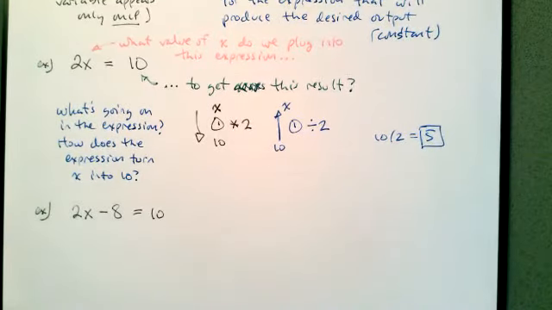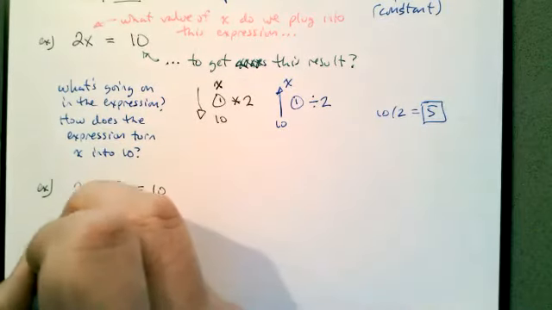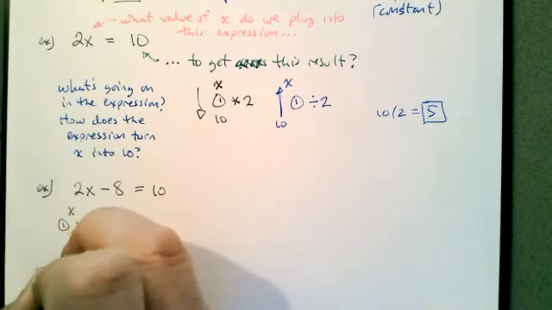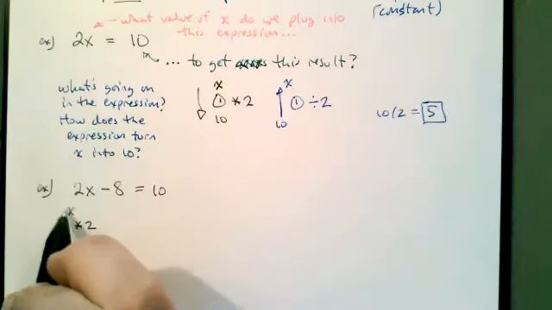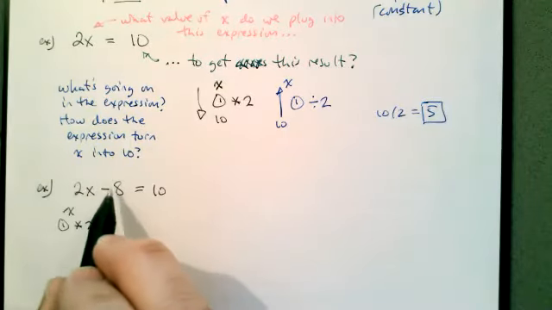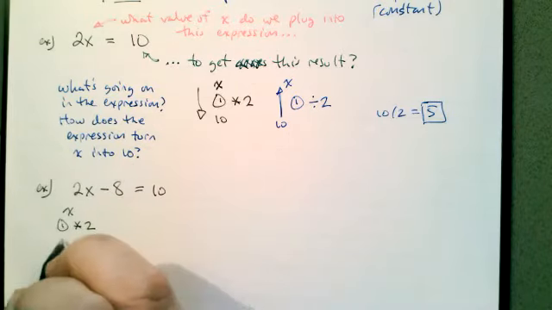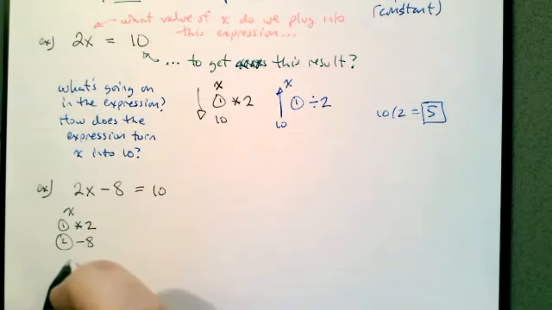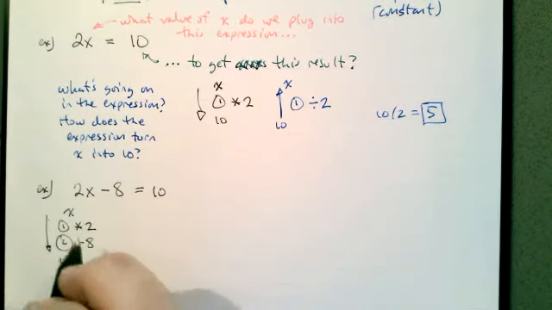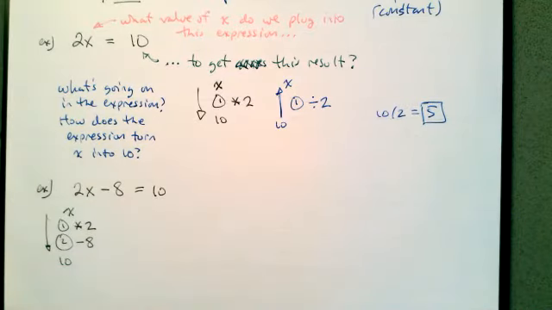So now, once again, how does the expression turn the x into a 10? What are the things that happen that make x become a 10? So let's read what happens. If we start off with x first, we multiply by 2 because the order of operations says that multiplication goes before addition unless there are parentheses. And then second, we subtract 8. And then we'll end up with 10. That's how this expression turns an x into a 10. It multiplies the x by 2, then subtracts 8, and we end up with 10.